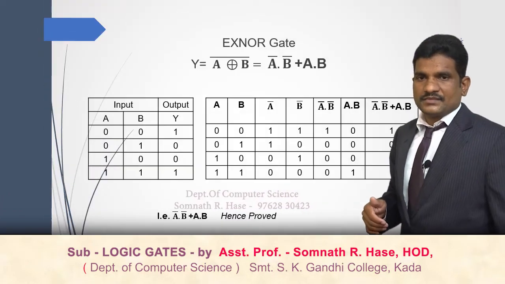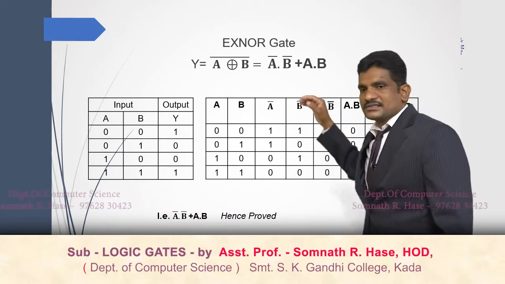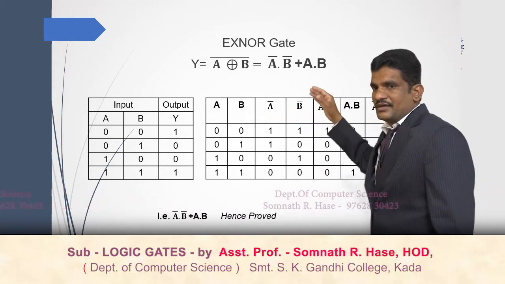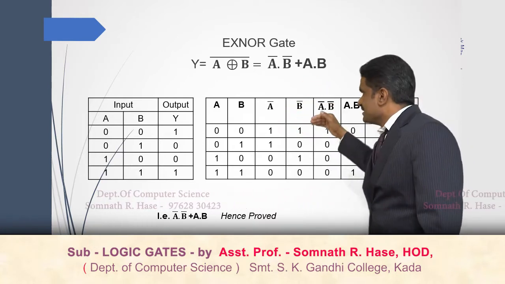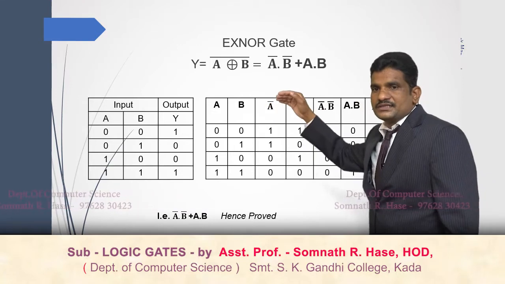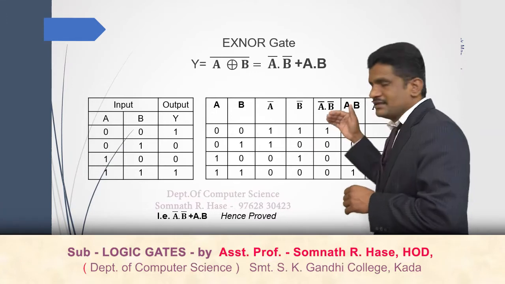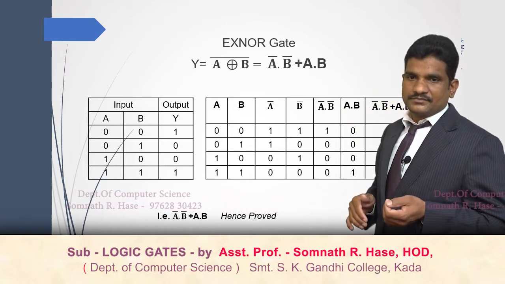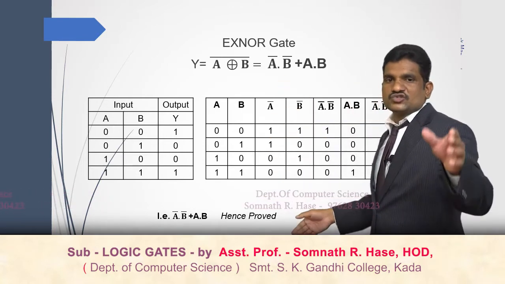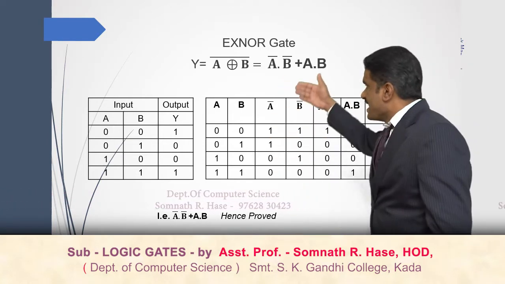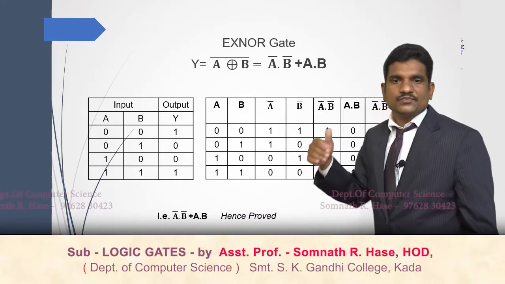Here we can see that when A and B are 0, the output is 1. When A is 0 and B is 1, the output is 0. When A is 1 and B is 0, the output is 0. And lastly, when both are 1, the output is also 1. In these slides, we can see the output column and the last column are identical, and hence the EX NOR gate is also proved.